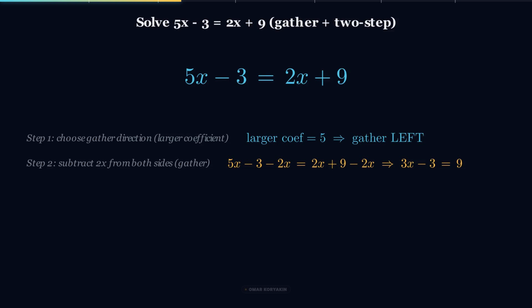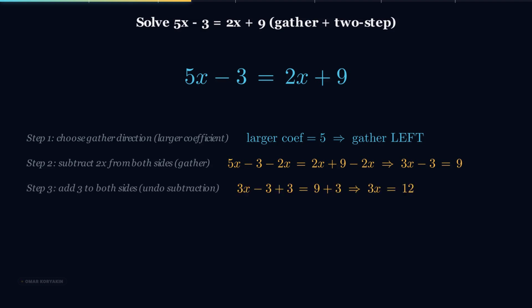The left side becomes 5x minus 3 minus 2x, which combines to 3x minus 3. The right side becomes 2x plus 9 minus 2x, which simplifies to 9 because the 2x terms cancel. The equation is now 3x minus 3 equals 9, the standard two-step form.